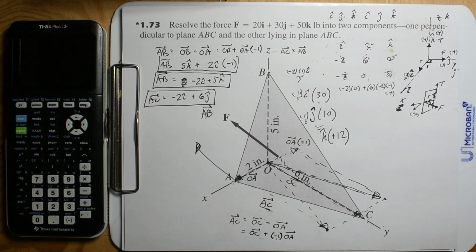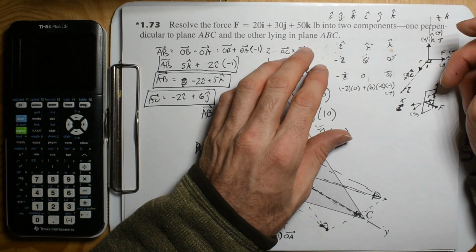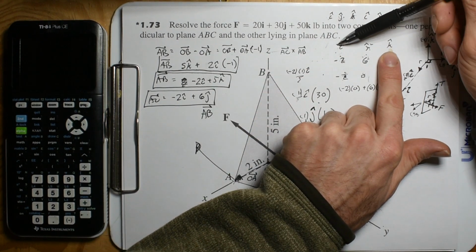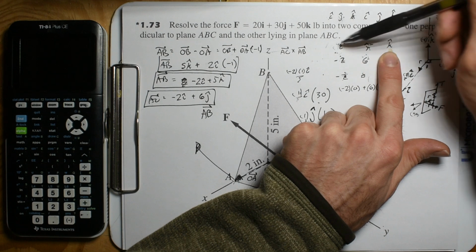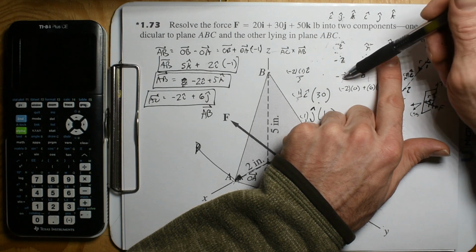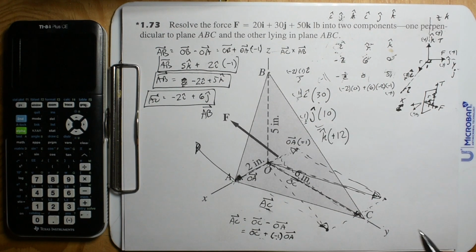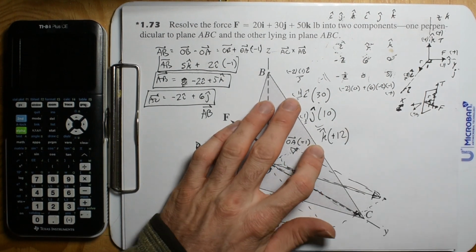Holy hell, that was difficult to explain, but I think I did a pretty good job. i cross j is positive, j cross i is negative. So we're going to multiply these, but I've got to multiply by a negative 1. Cool. Alright, so now we have this vector.